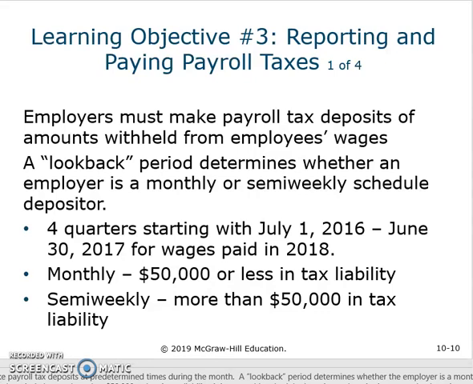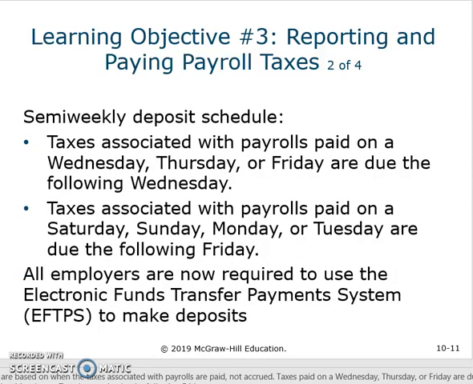If there is $50,000 or less in tax liability during that look-back period, the employer would need to make payroll tax deposits monthly. If there was more than $50,000 in tax liability, that employer would need to make payroll tax deposits semi-weekly. The semi-weekly deposit schedule is shown here. All employers now must use the electronic funds transfer payment system in order to make their deposits.